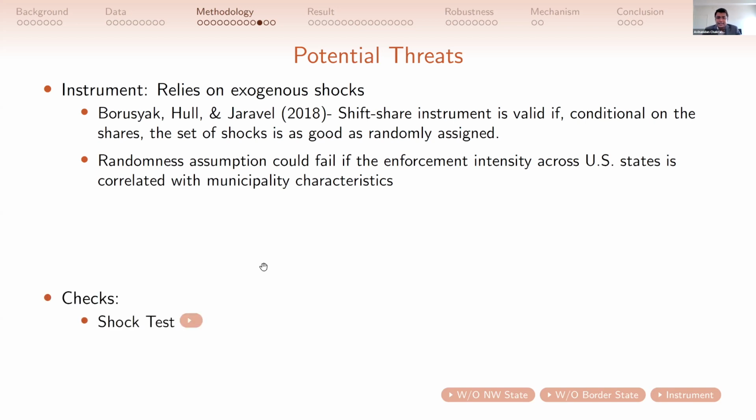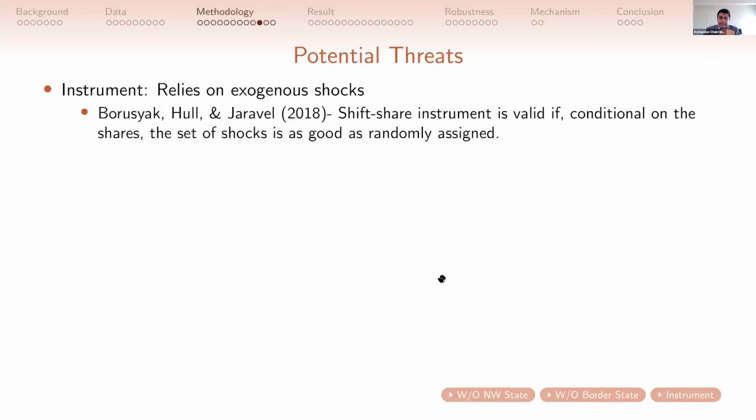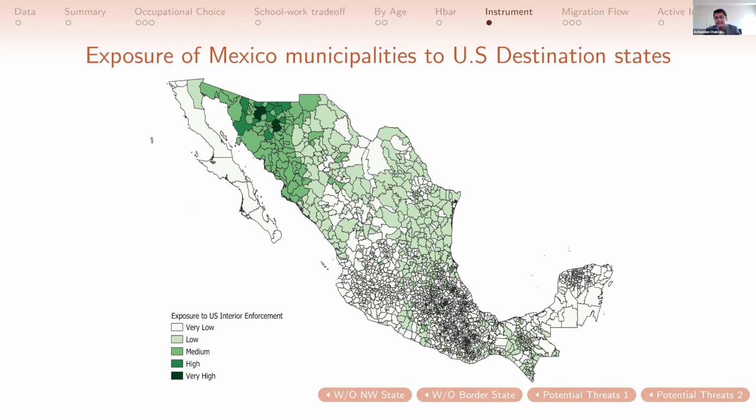To check for that, I do a shock test. In this shock test, I regress municipality characteristics on the enforcement, and I see that the municipality characteristics are not affecting the interior enforcement or the increase in the policies that were created. The next problem that might arise is because of the geographic pattern in the municipality-level exposure to US immigration enforcement. If we look at our instrument and its distribution across the municipalities in Mexico, we find that toward the northwest states and the border states, the scores of the instrument are higher.